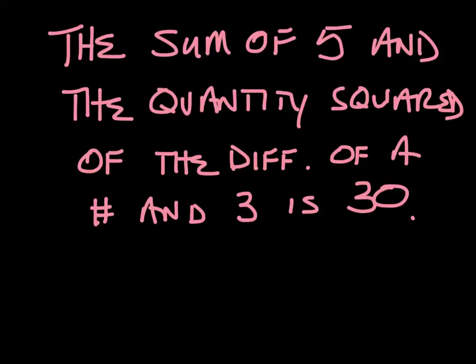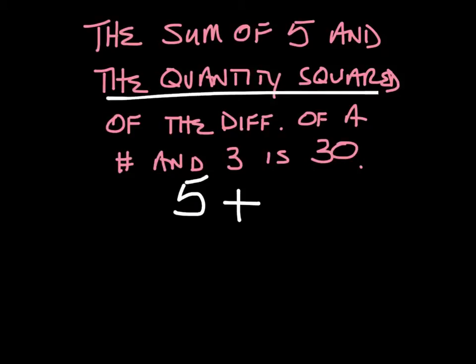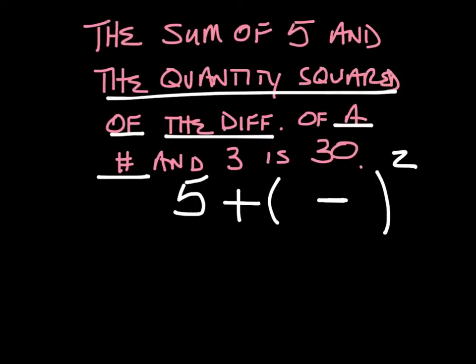Where should I start with this one? What's the first thing I should put down? I should put a plus, and then what? A 5 on the left side. The quantity squared, what should I immediately write? Parentheses and what? Square symbol. Of, the difference means minus. A number means I put what? X. And 3 goes there. This whole thing is equal to 30. Can anybody tell me the first step towards solving this equation?